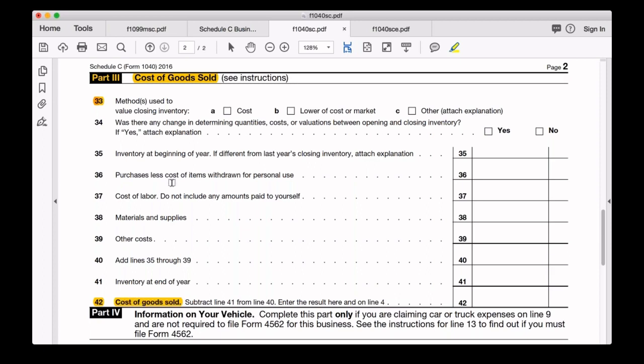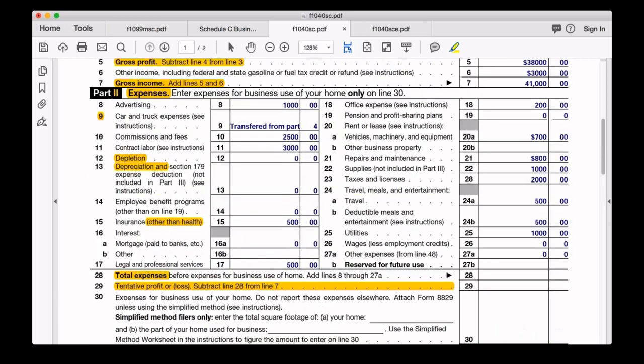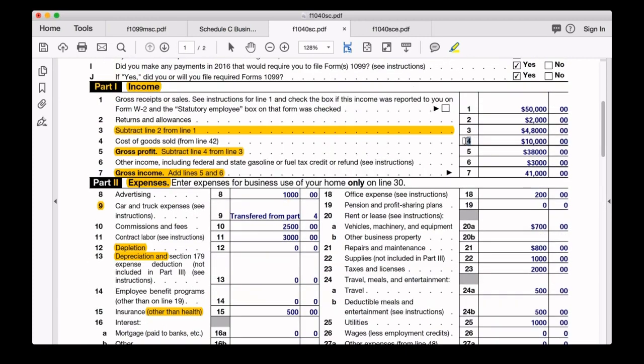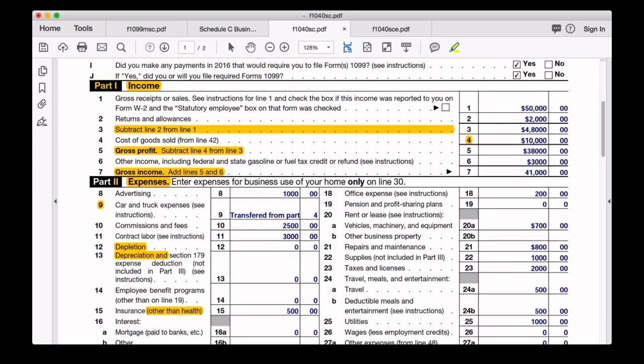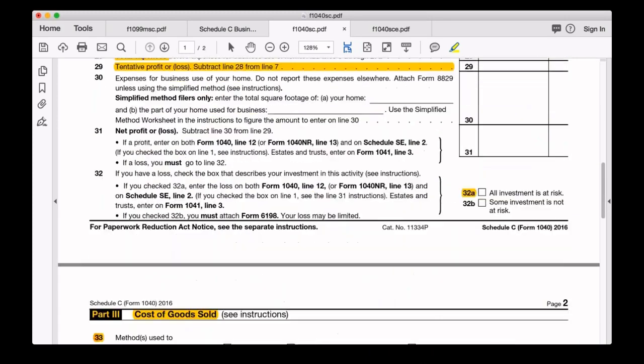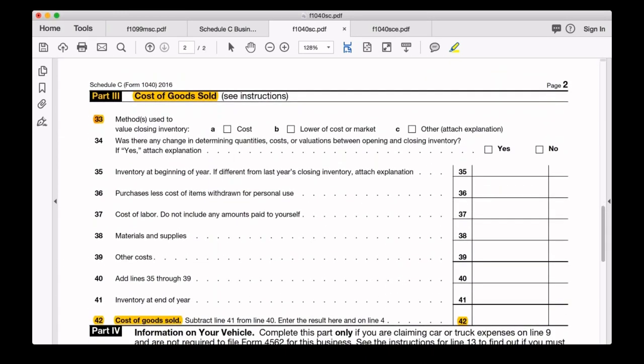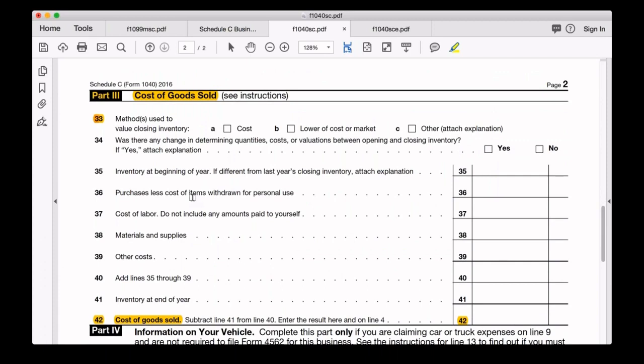Okay, cost of goods sold, you're going to break down the cost here, but whatever number you have on line 42 is actually going to report itself on line 4. Remember those $10,000? All right, well, let's go and tell the IRS how we came up with the $10,000, right? So let's go to part 3, which is cost of goods sold. This is where you tell the IRS what you bought, what you purchased, and how you purchased it, right?